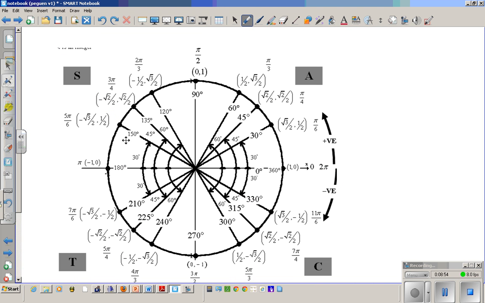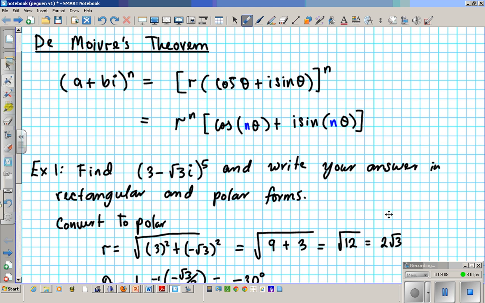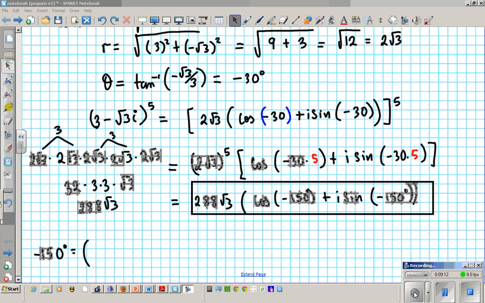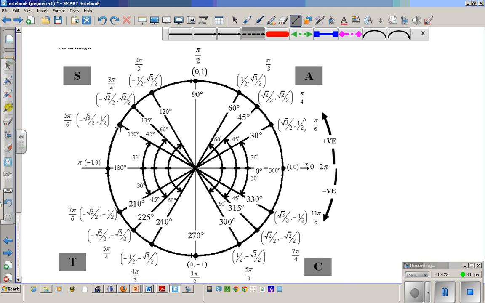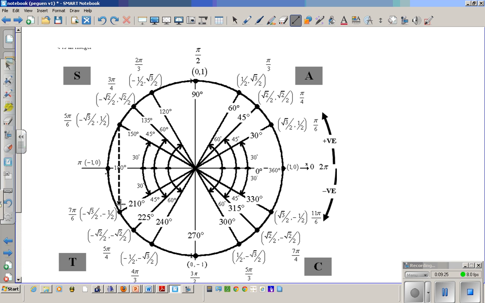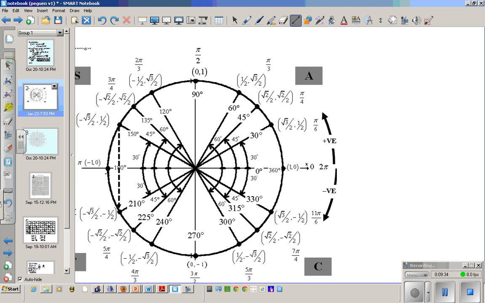Negative 150, if this is 150, negative 150 means that we reflect downwards. Let's look at negative 150 on the unit circle. This is 150, so negative 150 we just reflect straight down. Remember, a negative angle is a reflection downwards, right? So this is right down to 210. So negative root 3 over 2 and negative 1 half are the coordinates we're going to be using.